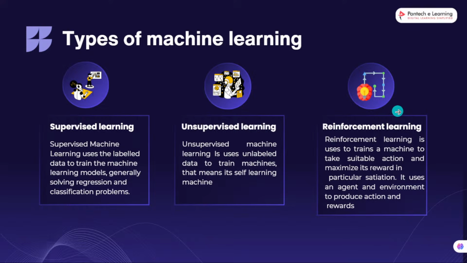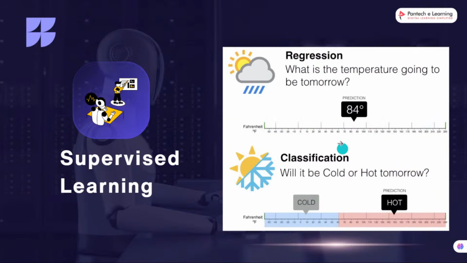These are the types of machine learning: supervised, unsupervised, and reinforcement. So it's an example for supervised. Already said here, one concept is there. Based on the weather condition, there are two different things, regression and classification. There are two different questions: What is the temperature going to be tomorrow, and will it be cold or hot tomorrow? There are two different things.